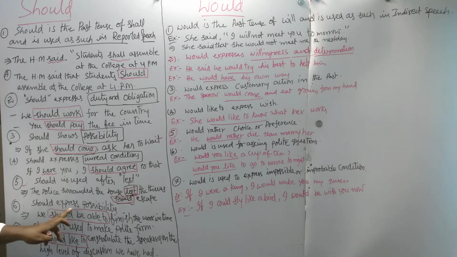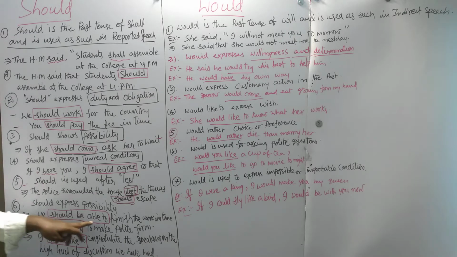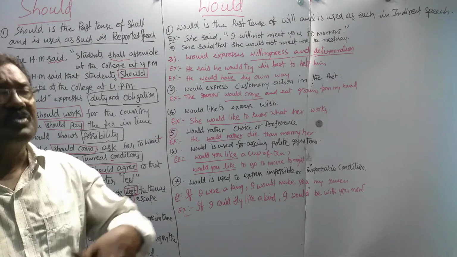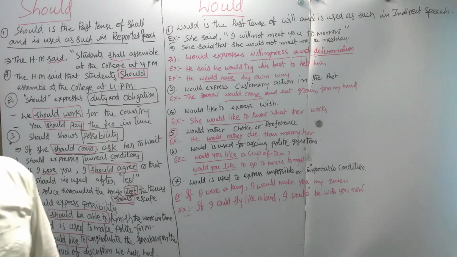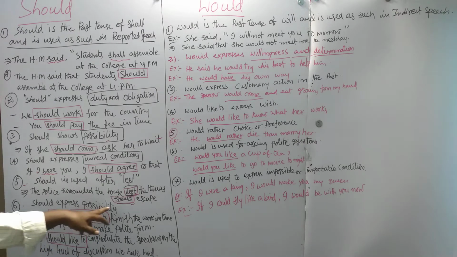Next, should expresses possibility. What will happen later? To express possibility, we use should. We should be able to finish the work in time. Some work is given to you, so you are saying to others, we should be able. We should have the capacity. Able means capacity. We should be able to finish the work in time. So to show our capacity, we can use should to express a possibility.